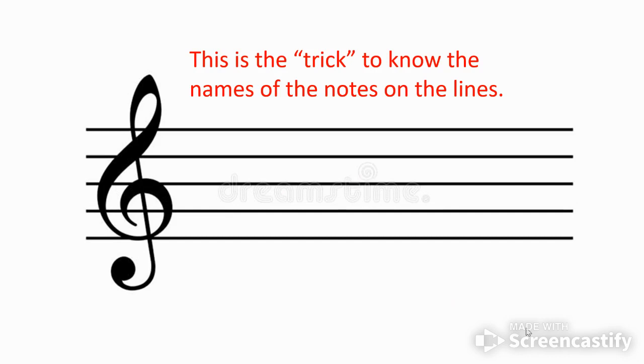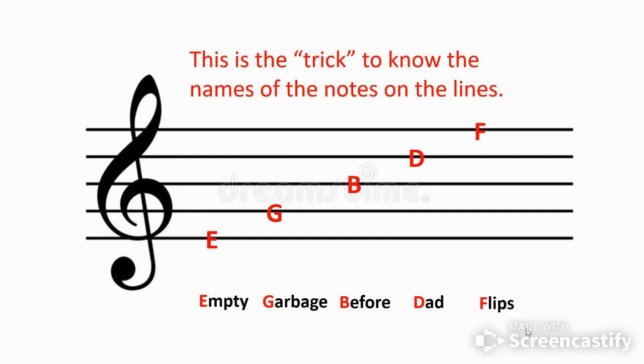Now, the trick to know for the names of the notes on the lines. E, G, B, D, F. Now, wait a second. F-A-C-E spelled the word face, but EGBDF is not a word. So, because it is not a word, we need to use a different kind of trick. We are going to use a sentence to help us remember E, G, B, D, F. The sentence that I use is Empty Garbage Before Dad Flips. So each letter of the first word in that sentence goes with E, G, B, D, F. For instance, empty is E, garbage is G, before is B, dad is D, and flips is F. So you will always remember E, G, B, D, F.